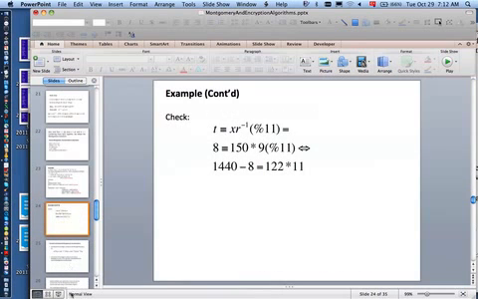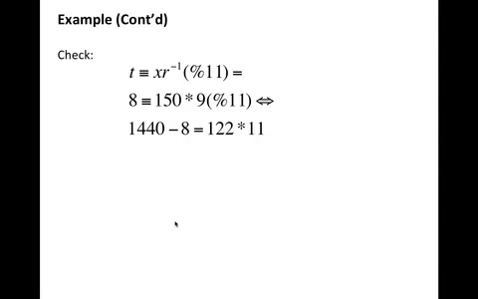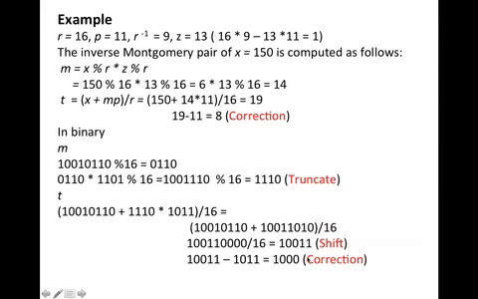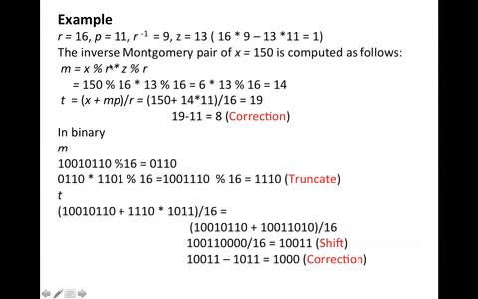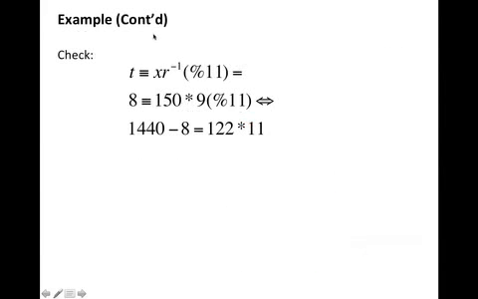How about that? So now we are back at the correction step, or the check step. I'm just trying to check if, in fact, what I've got is correct. So I'm asking the t that I just computed over here, which happens to be 8: is that really the same as x times r inverse mod 11? Or I'm asking, is 8 congruent to 150, times the inverse of r, which is equal to 9 from this formula here? Are they actually congruent to one another, mod 11?